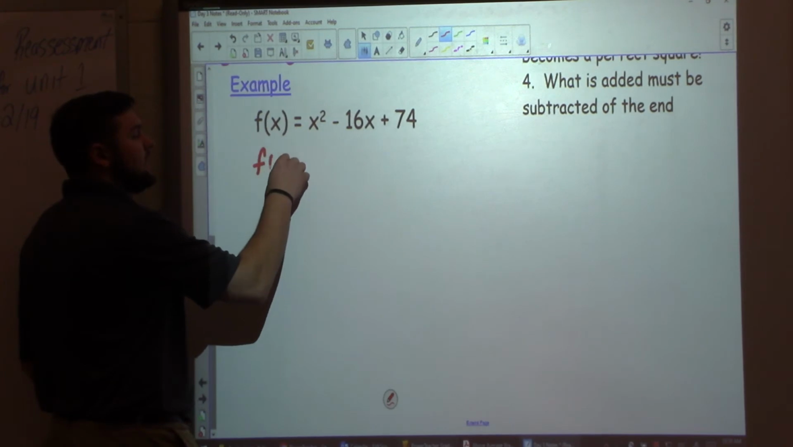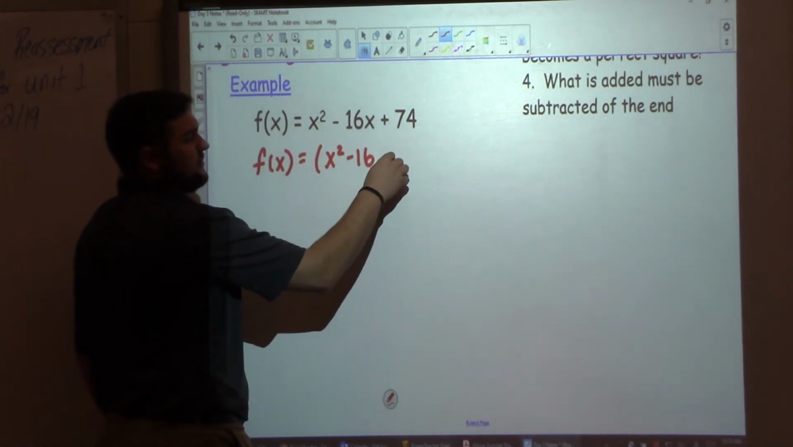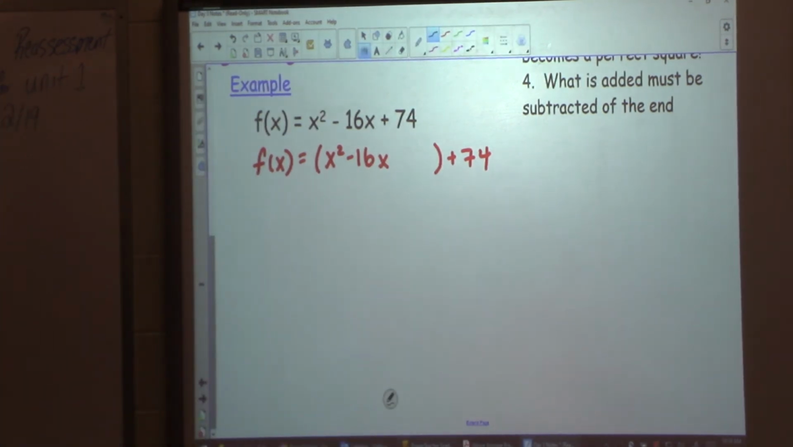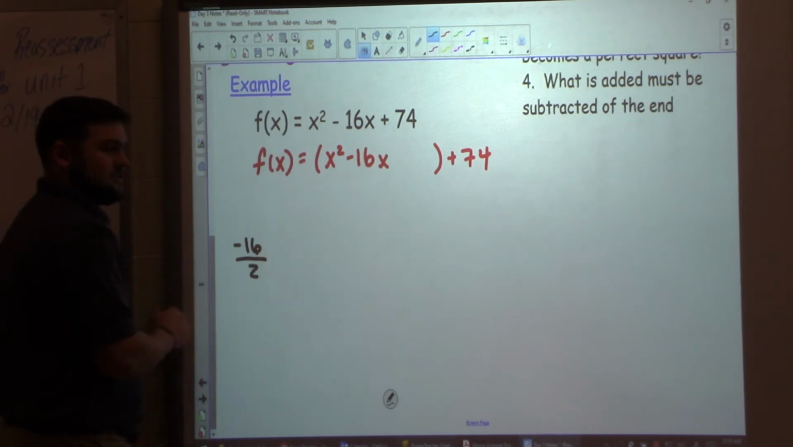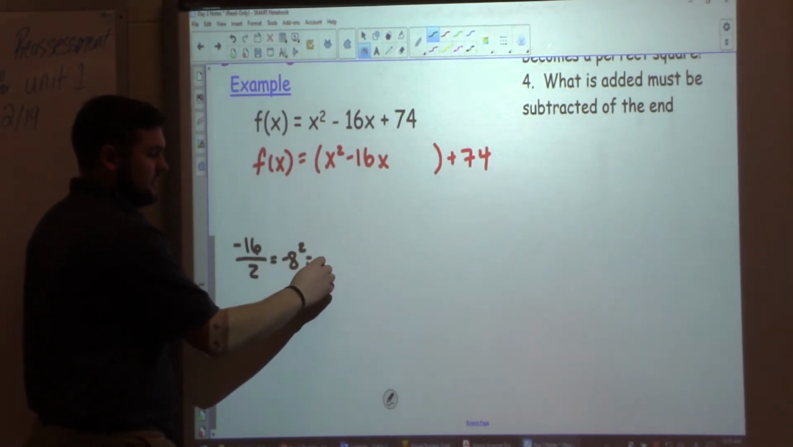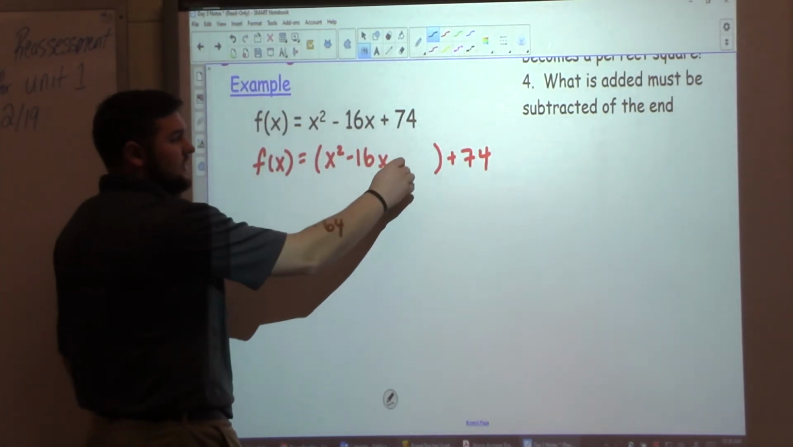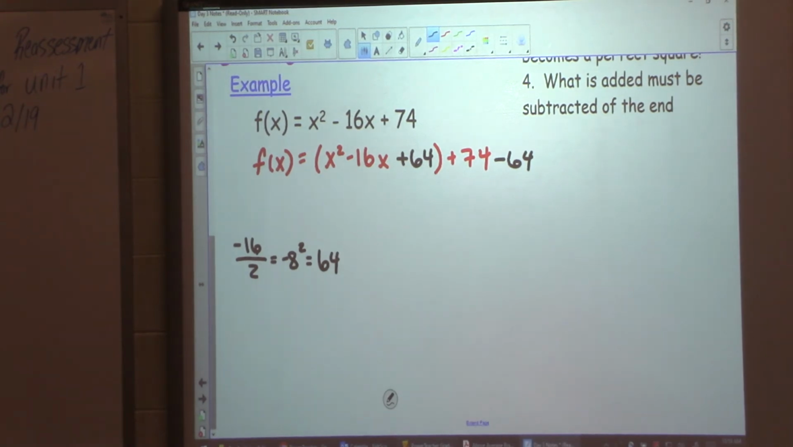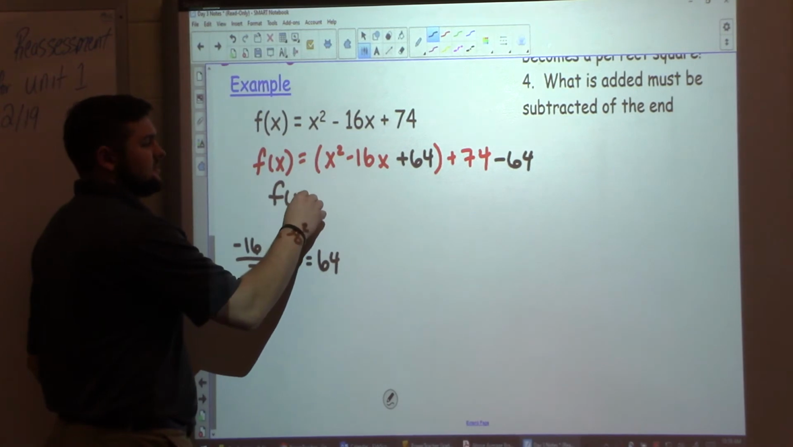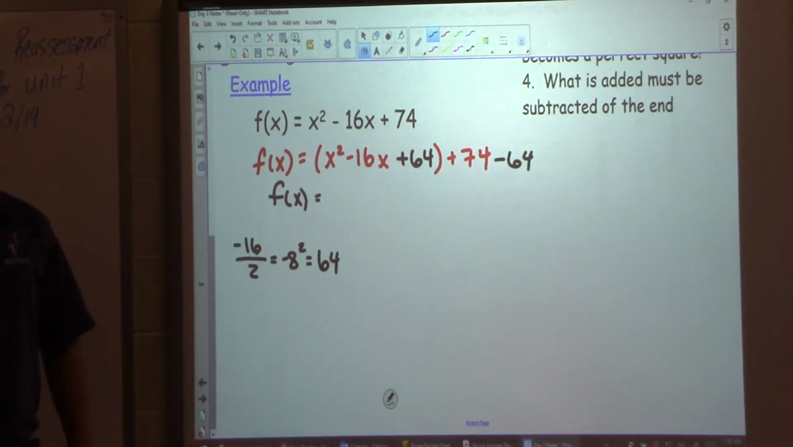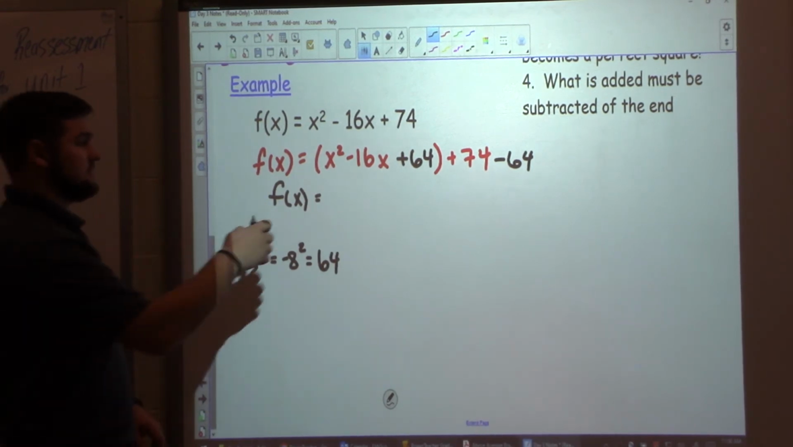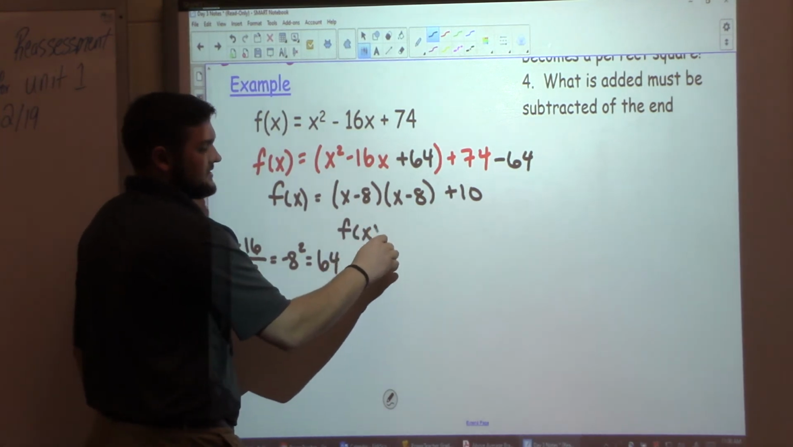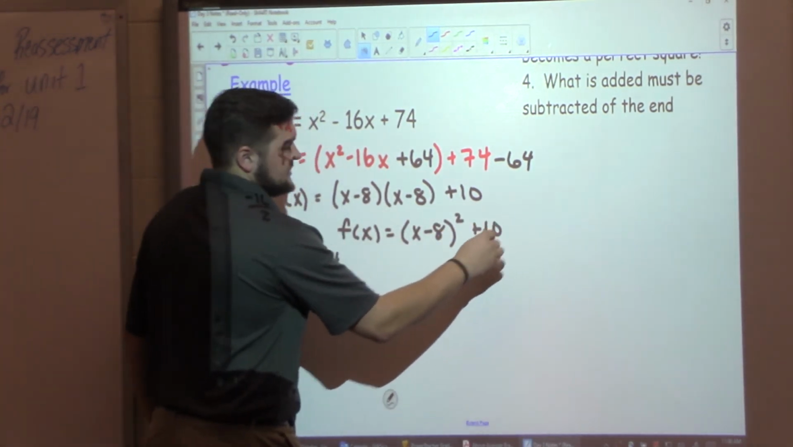So the next one, first step we said was rewrite it. X squared minus 16x, leave a space, plus 74. Then you take your b term, your middle part, negative 16. Divide it by 2. Then square it: 64. What you get, we add on the inside, we subtract on the outside. Whatever you add, you must subtract. Then I'm going to look and think: what multiplies to 64 and adds to negative 16? Negative 8 and negative 8. So I get x minus 8, x minus 8, plus 10. F of x equals x minus 8 squared plus 10. And I'm in vertex form.